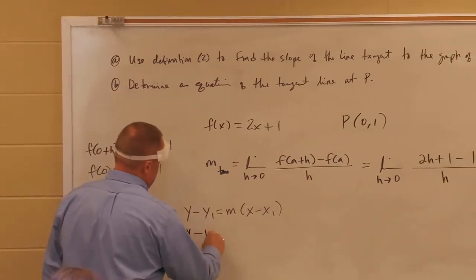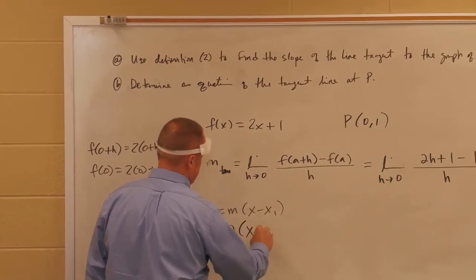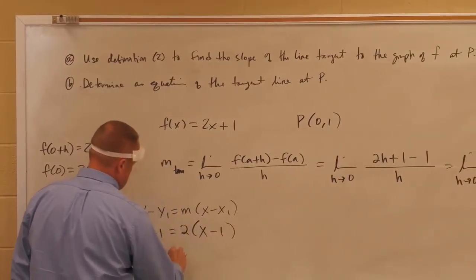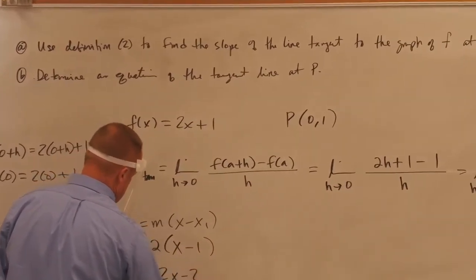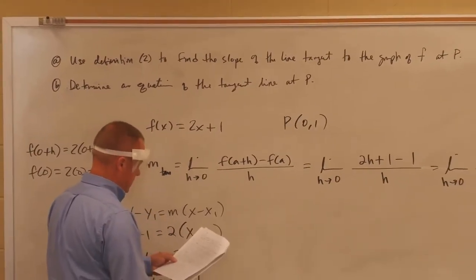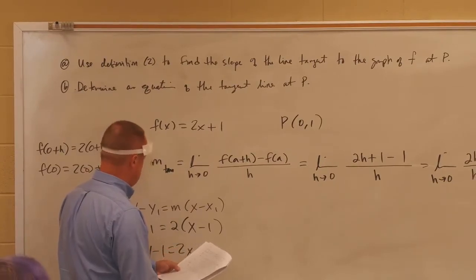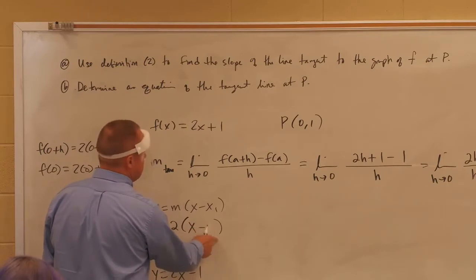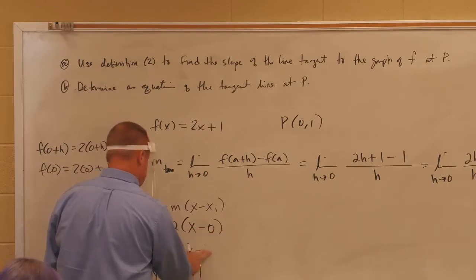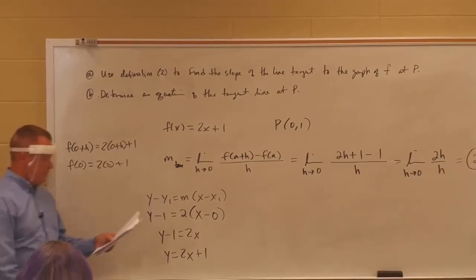Y minus 1 equals, the slope is 2, times x minus 1. What did I do wrong there? X is 0, not 1. So same thing: y equals 2x plus 1. Questions about that?